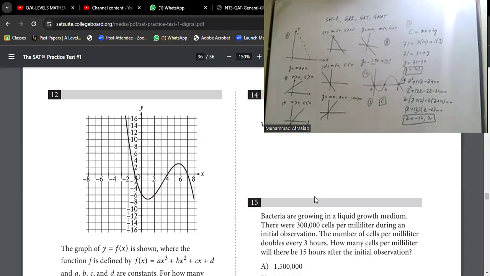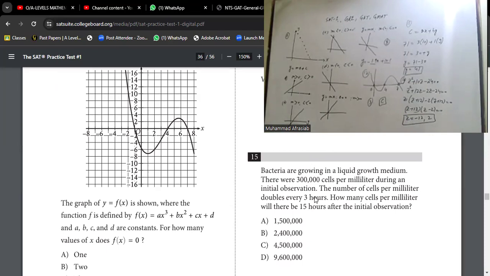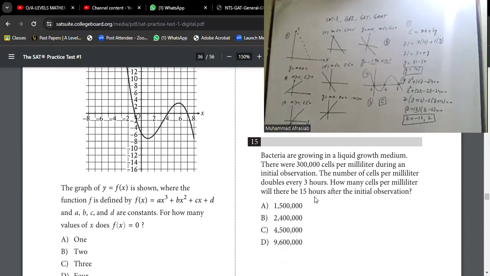Question number 15 now. Bacteria are growing in a liquid growth medium. There were 300,000 cells per milliliter during an initial observation. The number of cells per milliliter doubles after every 3 hours. How many cells per milliliter will there be after 15 hours according to this initial observation?